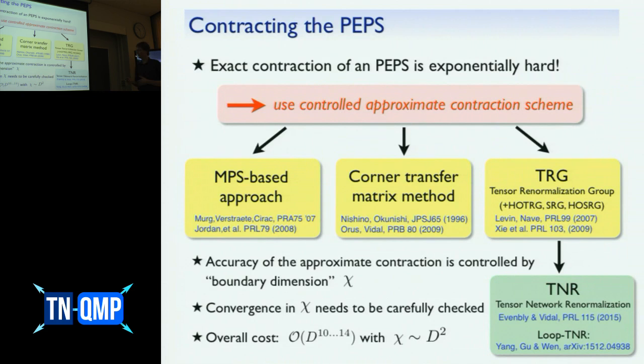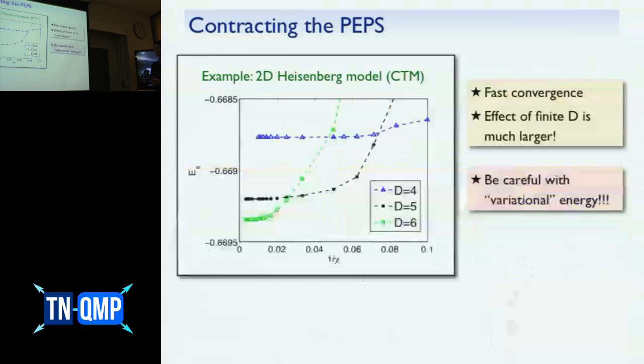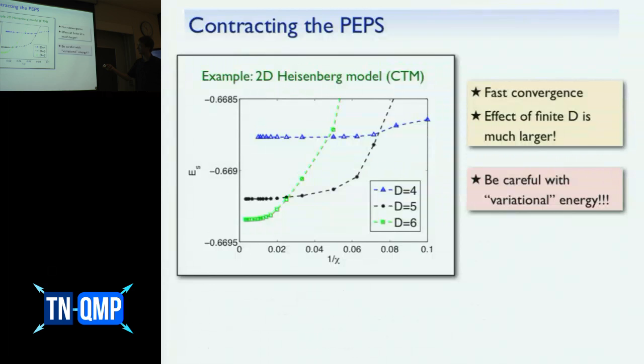Okay, so let me now just show you one example to start with of such a convergence in chi. This is an example of the 2D Heisenberg model, obtained with the corner transfer matrix method. So that's the energy per site as a function of this parameter chi. And here I show you data for different bond dimensions, D equals 4, 5, and 6. So let's have a look at these points here. Imagine we have done an optimization of our PEPS, and now we want to contract it and compute the energy. And to compute the energy, we can choose different values of chi here. And the larger chi, the more accurate is our contraction. And then you see that the energy as a function of chi actually converges quite rapidly and does not change anymore here. So that's for D equals 4. Here, this is for D equals 5. And that's for D equals 6.